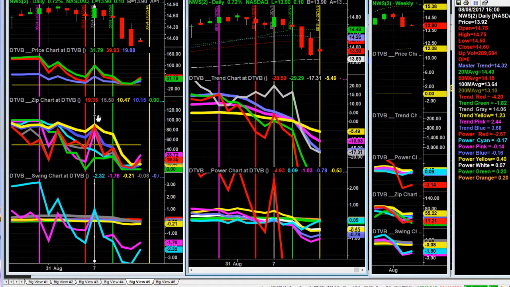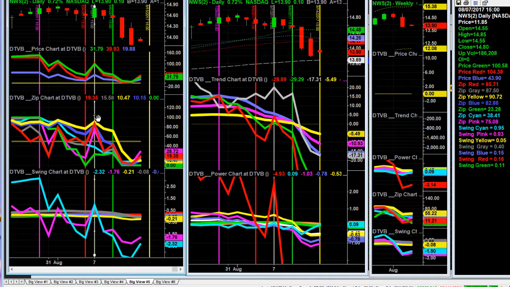And zip red is not highest, I don't think. Yellow is 90, zip red is 85. And so we still have zip yellow highest on a peak. And the following day, note the separation between zip yellow and zip blue. On the gray vertical line day, zip yellow is 90 and zip blue is 82.